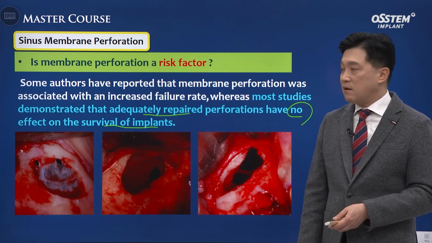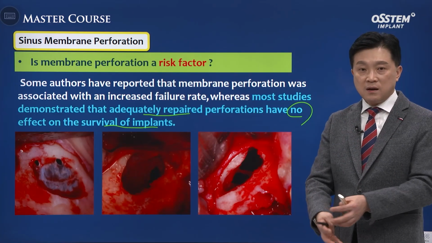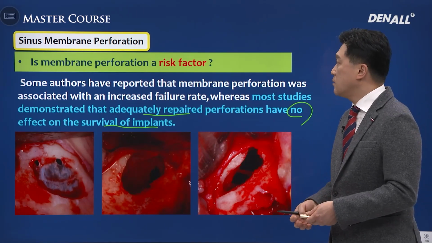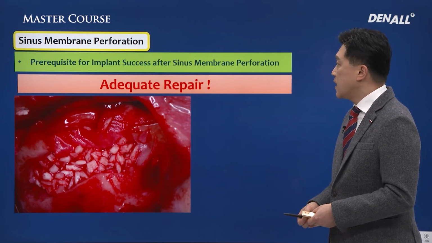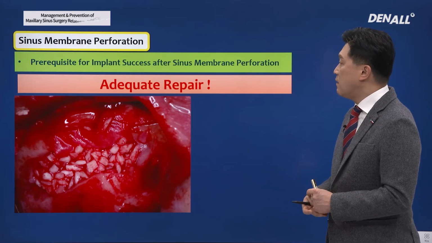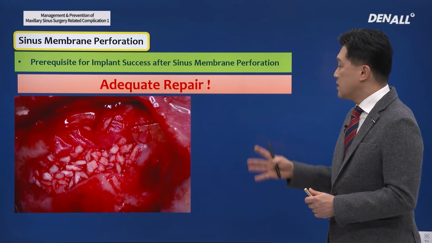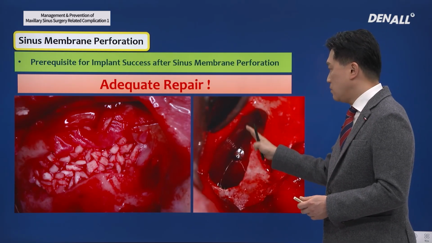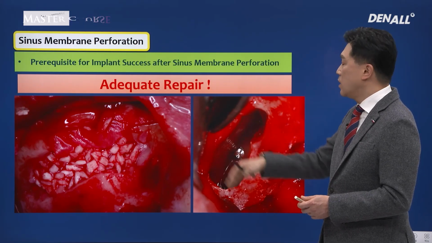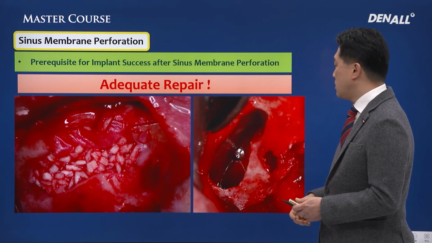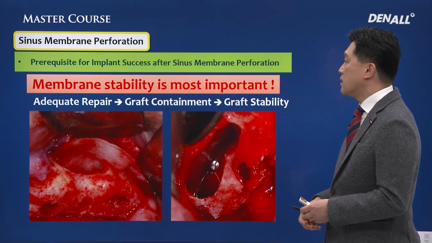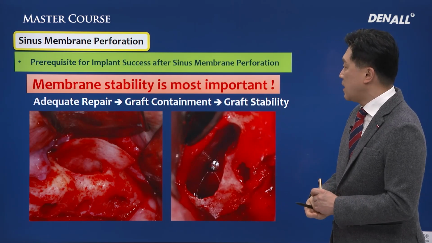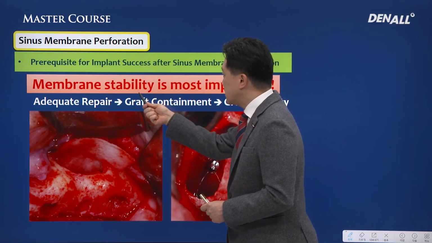If you take appropriate actions, the sinus membrane perforation does not affect implant survival. If we address and repair membrane perforation, this is not going to be an issue. The precondition is that we need to appropriately repair the perforated sinus membrane. You can utilize pin for stabilization or resorbable membrane. What is appropriate membrane repair necessary for? I've mentioned that membrane stability is most important in repair.